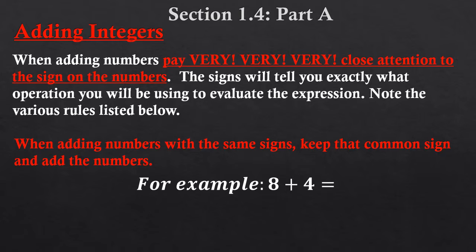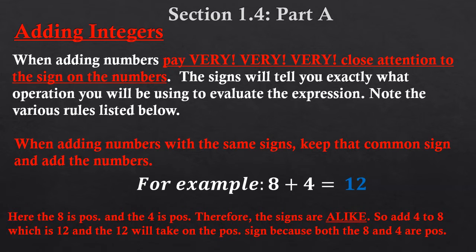I'm combining a positive 8 with a positive 4, which is a positive 12. Why? Here the 8 is positive, and so is the 4. Therefore, the signs are alike. So add 4 to 8, which is 12, and the 12 will take on the positive sign because both 8 and 4 are positive.